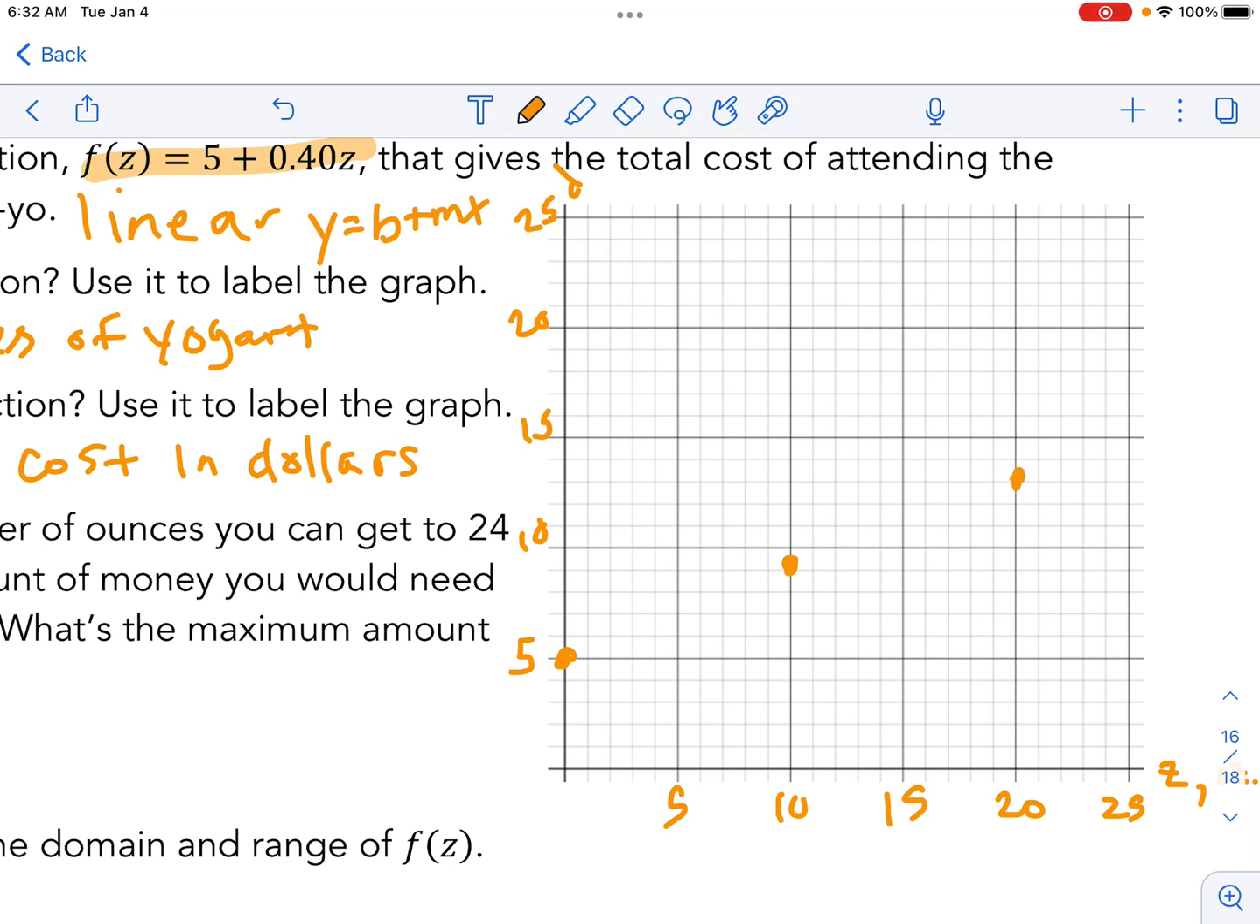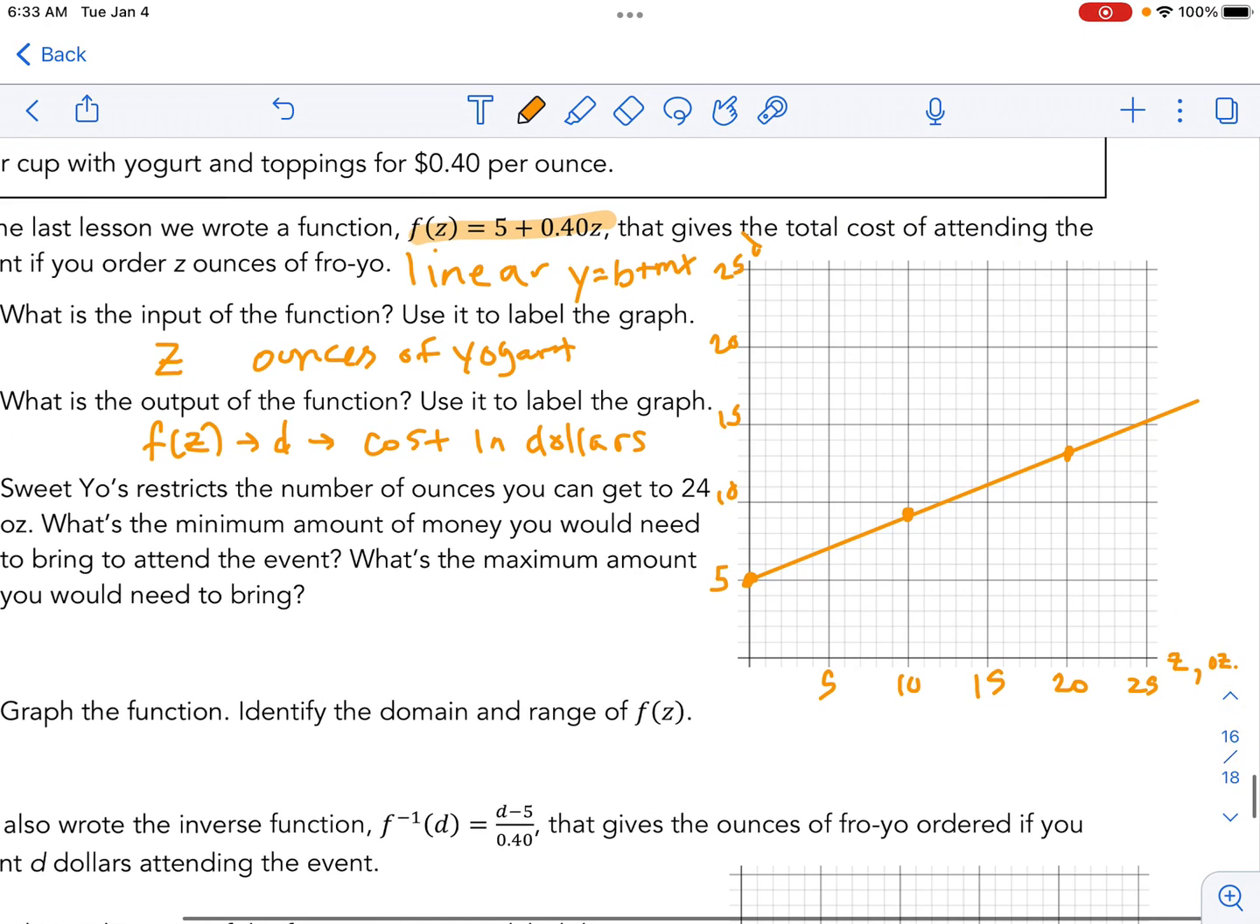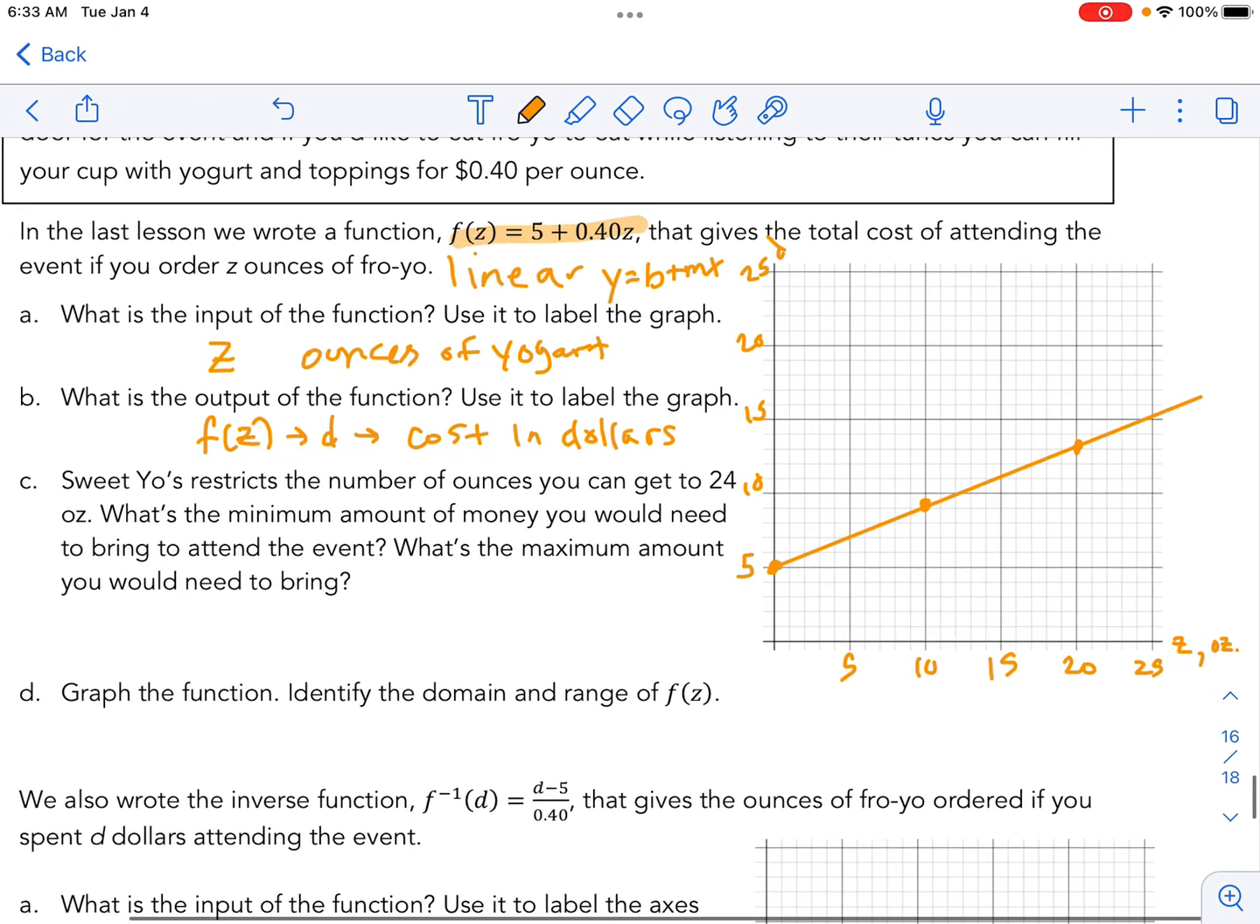So that is the linear relationship for the cost it's going to be to go see the jazz band. Okay, so part C here says Sweet Yo's restricts the number of ounces you can get to 24 ounces. What's the minimum amount of money you would need to attend the event, and what's the maximum amount of money? Okay, so they don't want you to buy too much yogurt, right? They're going to restrict it to 24 ounces so that they don't run out, maybe.